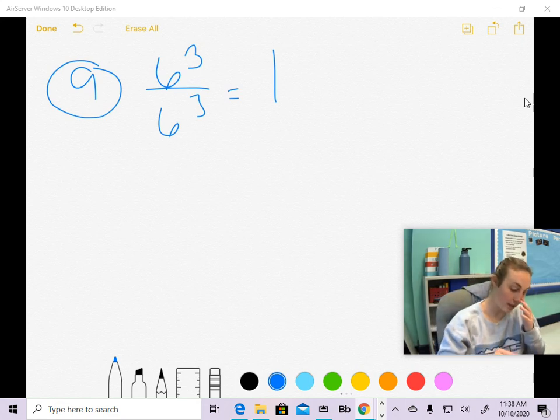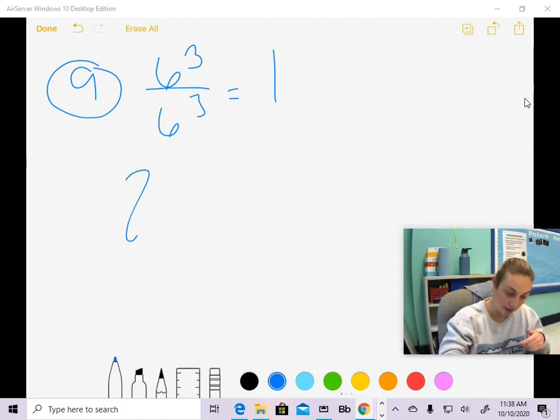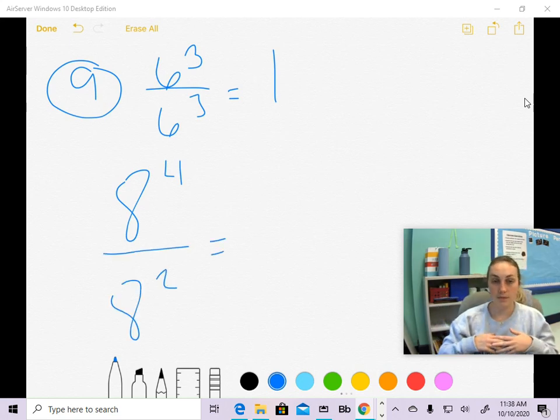But let me show you another example. This is not going to be in your worksheet. I'm just going to make this one up. Let's look at this one. 8 to the 4th power over 8 to the second power.